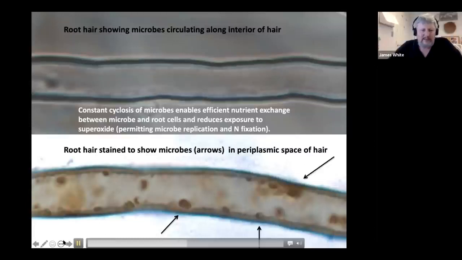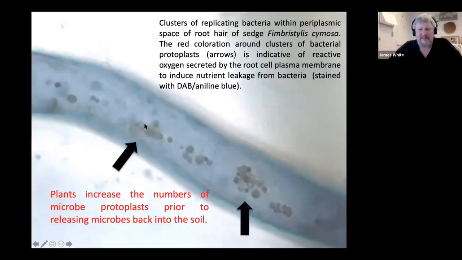Okay, so we'll look at that. This is actually showing one of those root hairs again from that sedge. And you can see there's a lot of bacteria here. Those probably originated from one single bacterium. You can see the biggest are the oldest ones, and the smallest ones are probably the youngest ones. So you have this replication happening. And when that replication is happening, cells can fix nitrogen and build up their nitrogen contents through nitrogen fixation from the air.